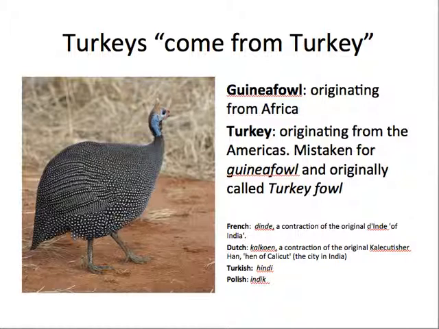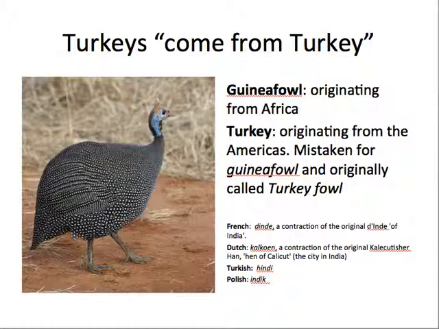And interestingly enough, these birds originally were called turkey fowl. Why turkey? Well, because the guinea fowl that people ate probably came from Turkey. They probably originally came from Africa, but the trading route took them probably through Turkey. And so where did these birds come from? They came from Turkey. Oh, okay, well, we'll call them turkey fowl and then shorten it to turkey.